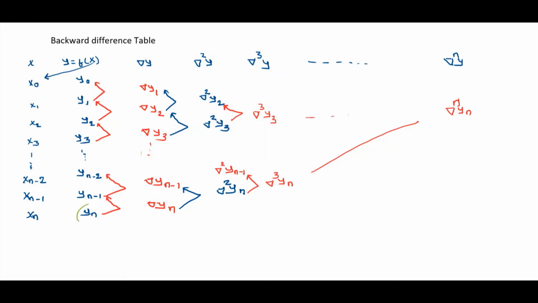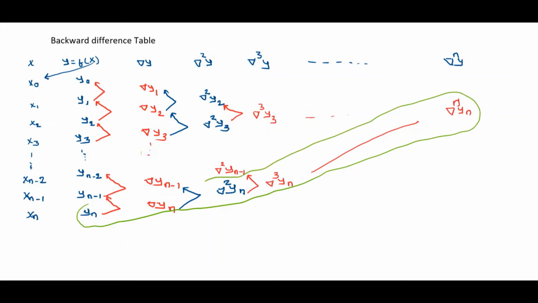Here, these values are called the leading backward differences: yn, del yn, del square yn, del cube yn, and so on to del raised to n yn. All these values are called leading backward differences.